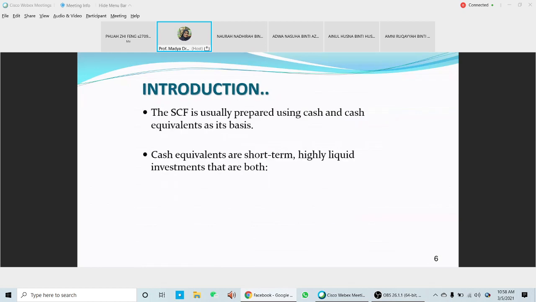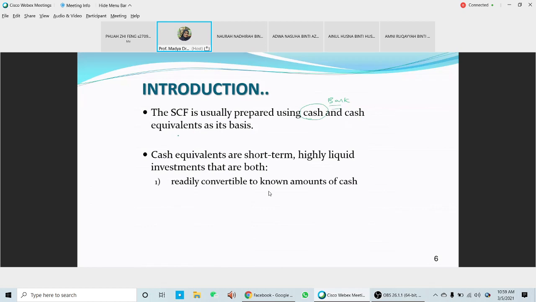Okay. So the statements of cash flow is prepared using cash and cash equivalent as its basis. What is a cash equivalent? Cash, you know about the cash, the money in the bank, and also your cash in hand. But normally for a big company, we only have cash in bank.